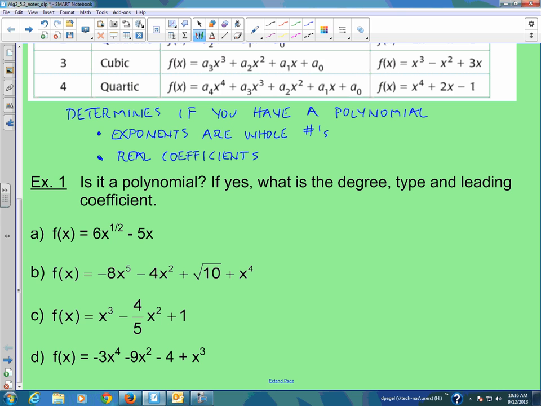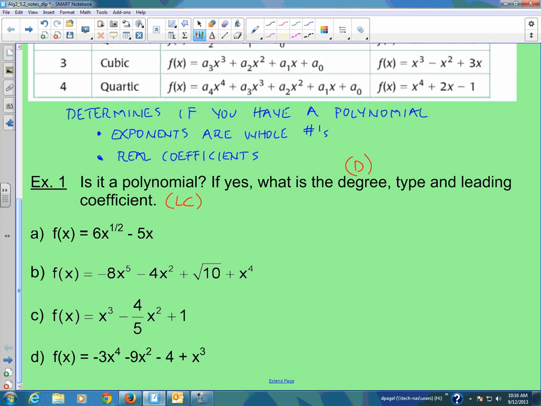All right, so considering that, and looking at our first example here, number 1, is it a polynomial? If yes, what is the degree, the type, and the leading coefficient? We'll go ahead and just abbreviate leading coefficient with an LC. And degree, we will go ahead and abbreviate with just a degree here. The type would be the name of the polynomial, cubic, quadratic.